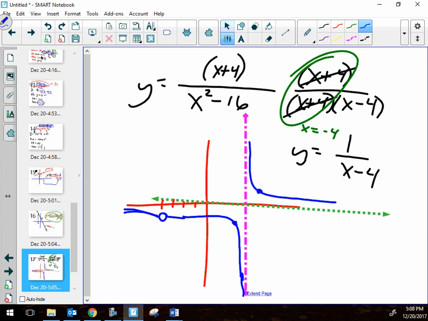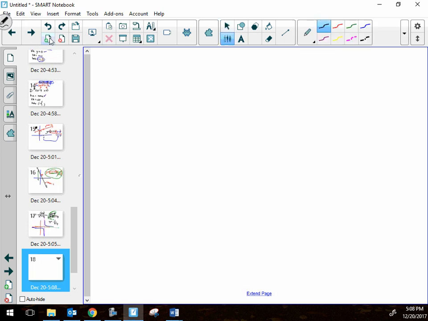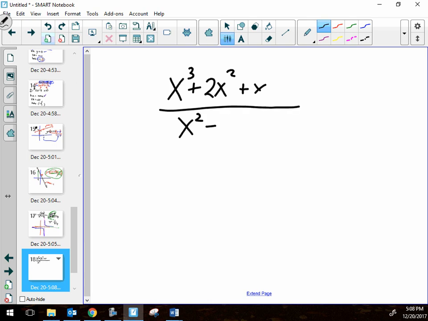So there's a review of a lot of the things you might need for your cumulative. I have one last thing I'd like to throw at you. Let's say that I had this: x to the third plus 2x squared plus x, all over x squared minus x.